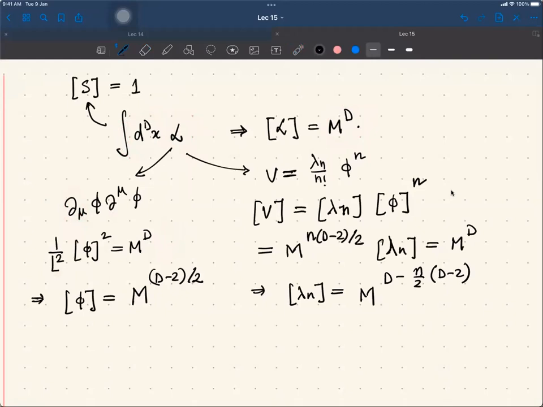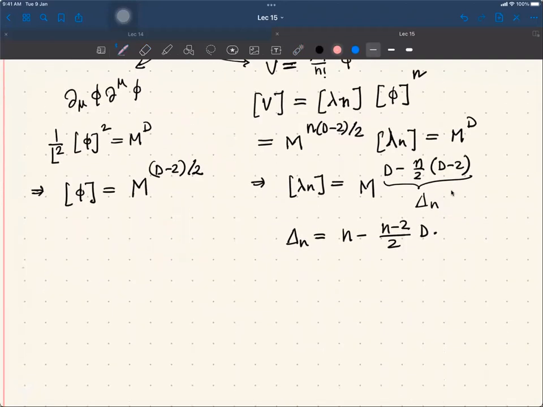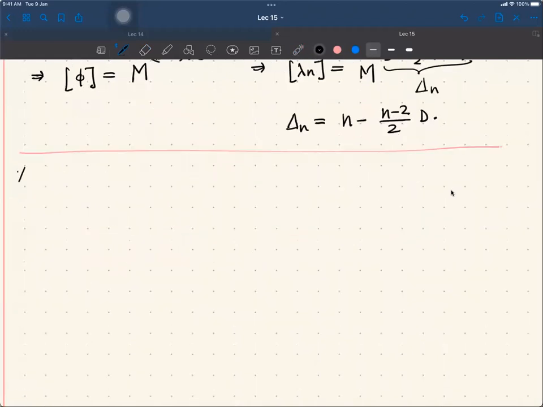and this is what we call delta_n, and delta_n you can also write in this form, (n minus 2) by 2 times d. That's the mass dimension. Okay. So omega, let me recall, is d minus half (d minus 2) times E minus delta_n times V.